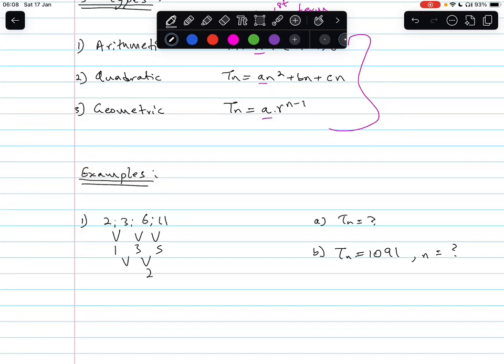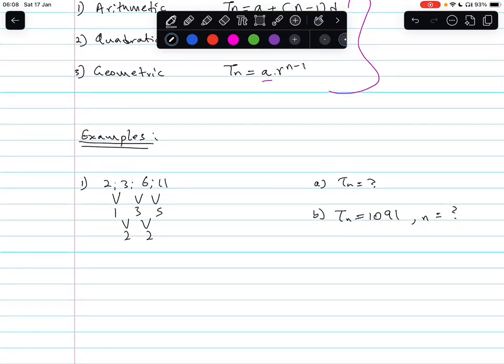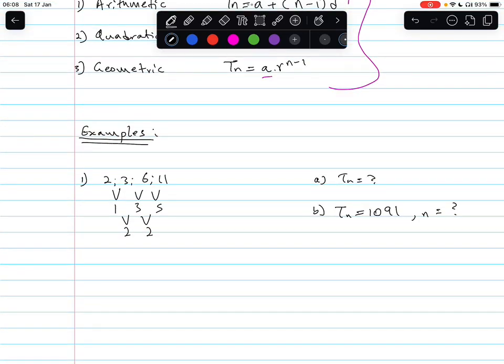5 minus 3 is 2, 3 minus 1 is 2. As you can see, the second difference is common, it's equal. Then the way to find the general formula: the common difference is equal to 2a, the first value of the first difference is 3a plus b, and for the first term, this one is a plus b plus c.